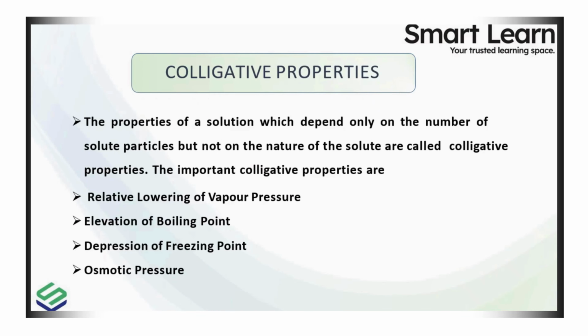Then we are going to discuss colligative properties. Colligative properties are properties that depend only on the number of solute particles and not on their nature. The important colligative properties are relative lowering of vapor pressure, elevation of boiling point, depression of freezing point, and osmotic pressure. These four colligative properties we will discuss in the next class.